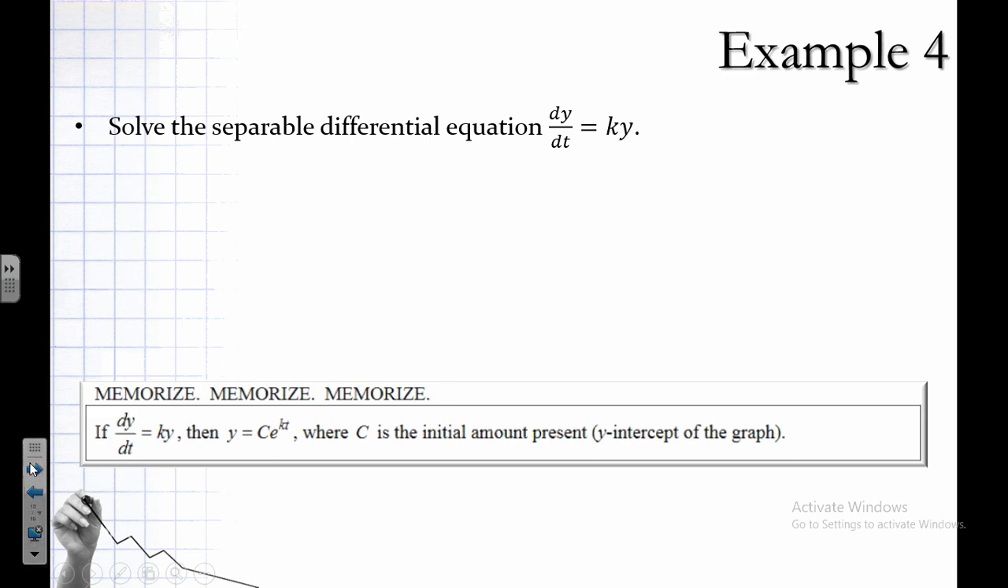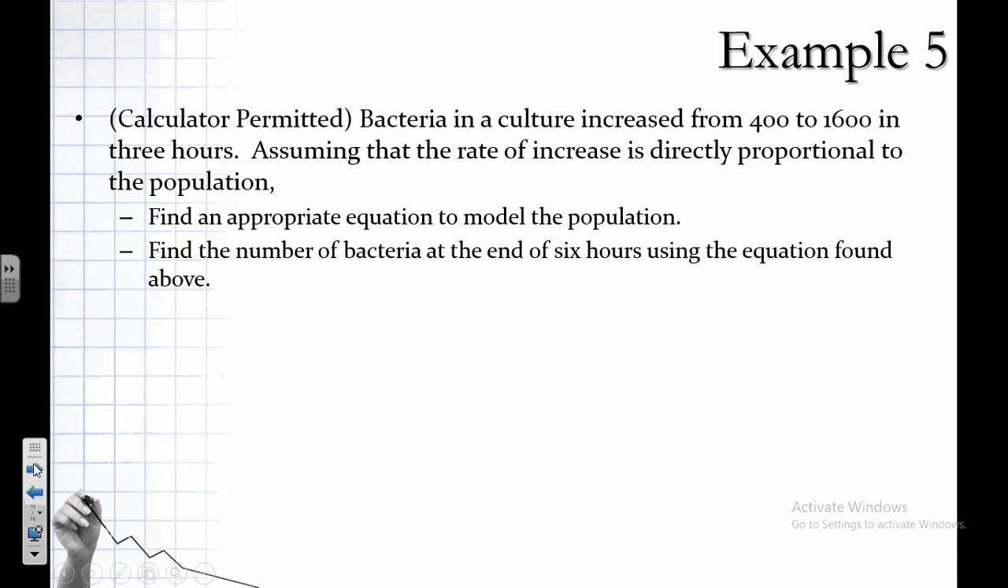All right. So apparently I had a slide here. Don't write every single thing down, but write down some important information. Bacteria increased from 400 to 1600 in 3 hours. Assuming the rate of increase is directly proportional to the population, find a model, and find the bacteria at the end of 6 hours. I'll give you an opportunity to write down what you want for your notes, and then we'll go from there.